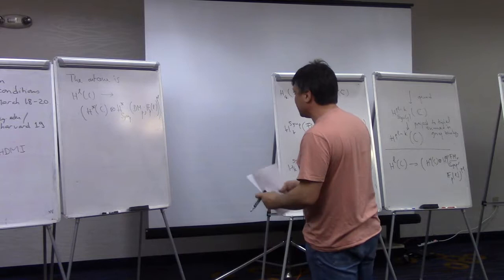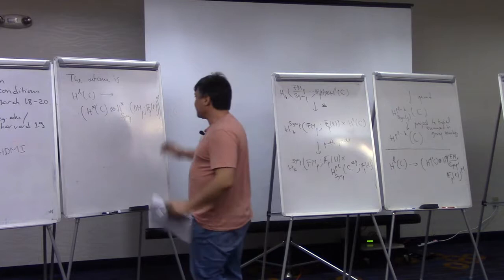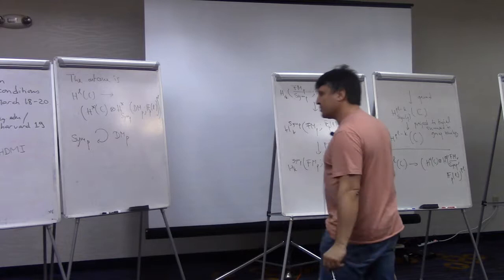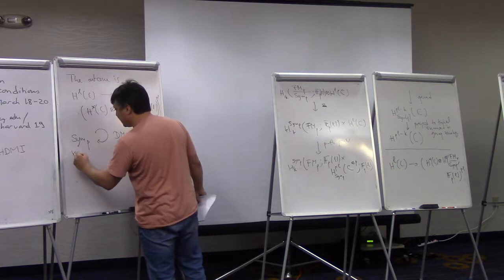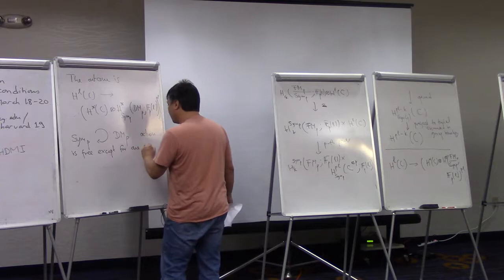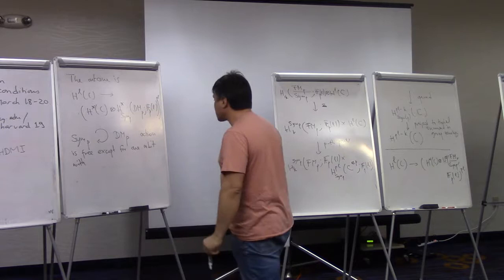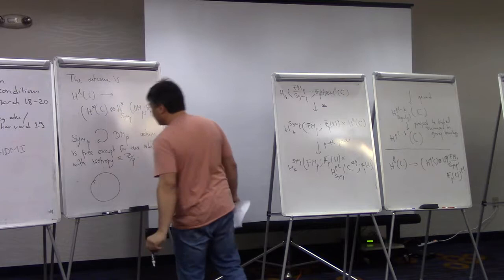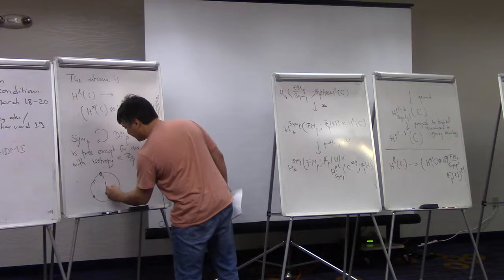Now let's think a little bit. We have this Deligne-Mumford space here, and we have the action of the symmetric group of order P, and P is prime. Before, the action was free; here the action is free except for one orbit with isotropy groups which are isomorphic to Z/P. This is the P equals 3 case. So this is the fixed point.